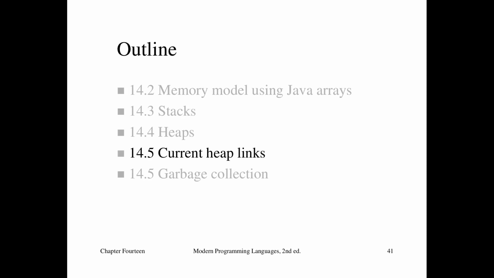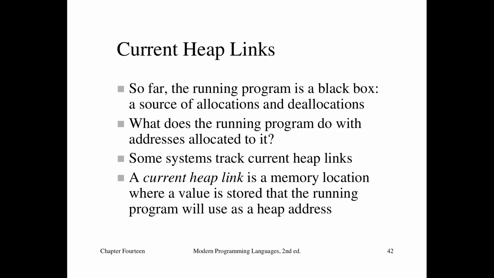Finally, now we'll talk about heap links. This is the interesting part. We've been talking about a running program like some magic black box of allocations and deallocations. But the question becomes, what does the running program do with the addresses allocated to it? Some systems track the current heap links. A current heap link is just a memory location where a value is stored that the running program will use as a heap address. It gives us a way to link back to the heap and anything in there. For example, think of a variable in Java that references an object.